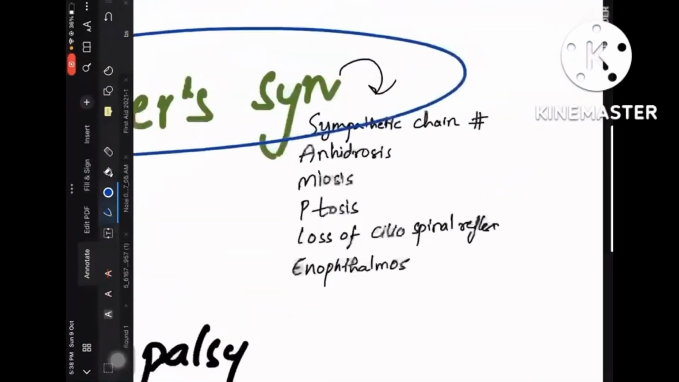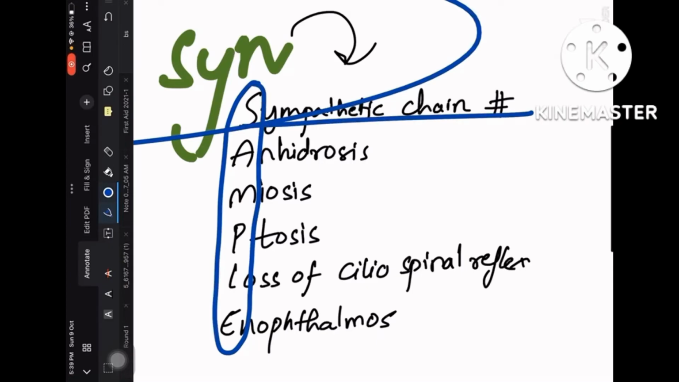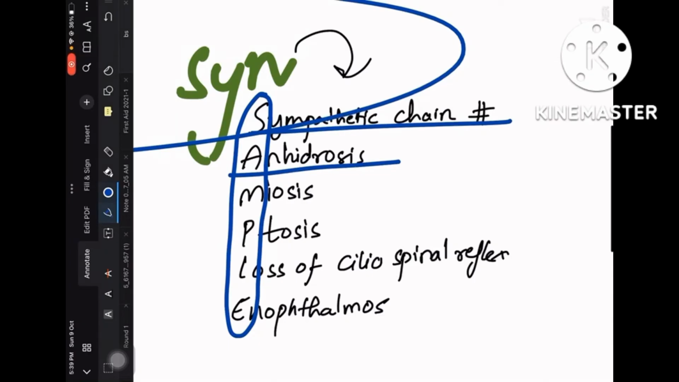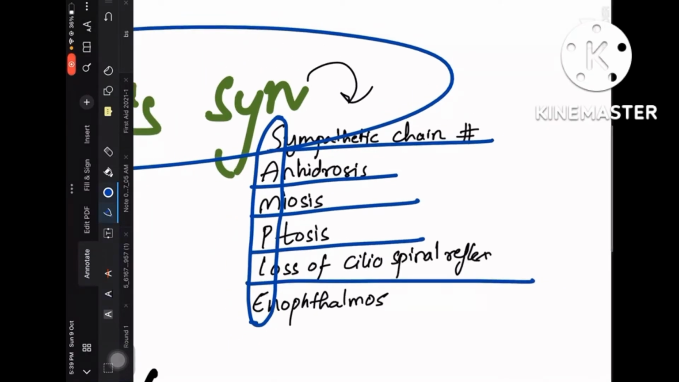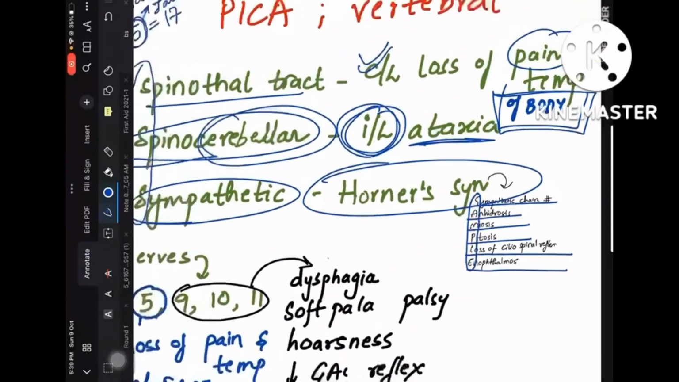Horner syndrome features are represented in the form of a mnemonic, which is SAMPLE. S is for sympathetic chain lesion, which causes Horner syndrome. A is anhidrosis, M is miosis, P is ptosis, L is loss of ciliospinal reflex, and E is enophthalmos. So these are the features. SAMPLE is the mnemonic for the features of Horner syndrome.